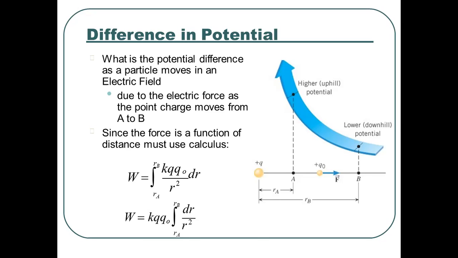Further simplifying the formula, since your Q, Q0, and your K here, or your Coulomb's constant, are constants, we're just going to bring them out, which leaves us with the following expression: the integral of the differential of the distance over distance squared. The distance here is the distance between the charges, or the charge that has moved, with your upper limit as RB and lower limit as RA.